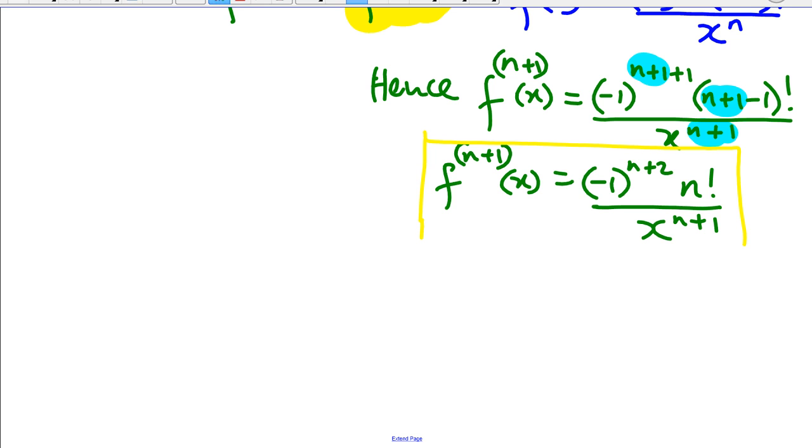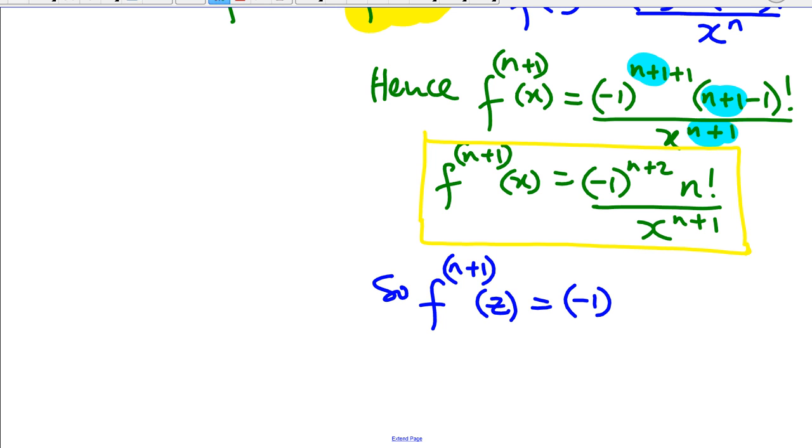Now that I have that, I can write an expression for the (n+1)th derivative at z. So the (n+1)th derivative at z will be equal to negative 1 to the power n plus 2, n factorial over z to the power n plus 1.